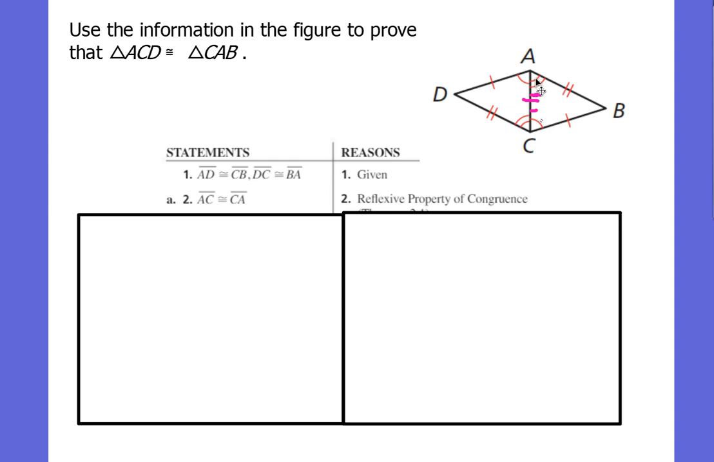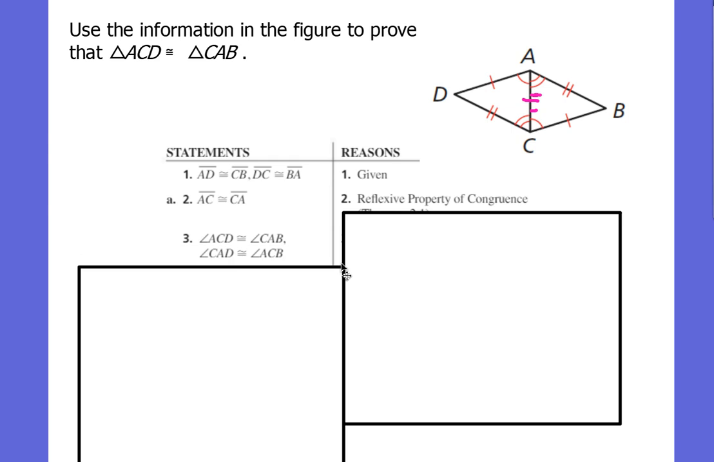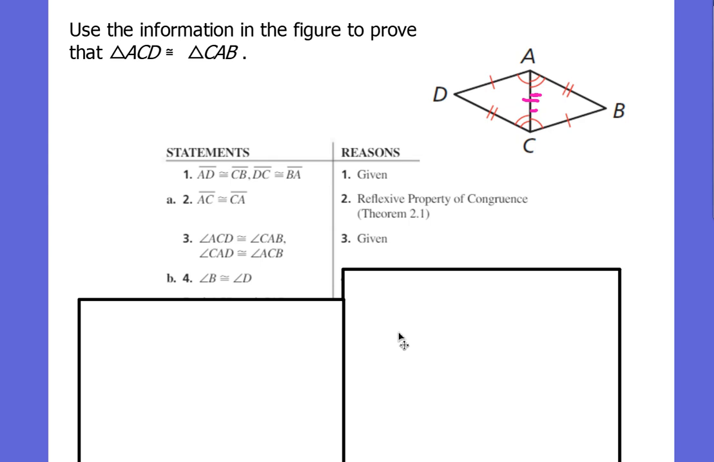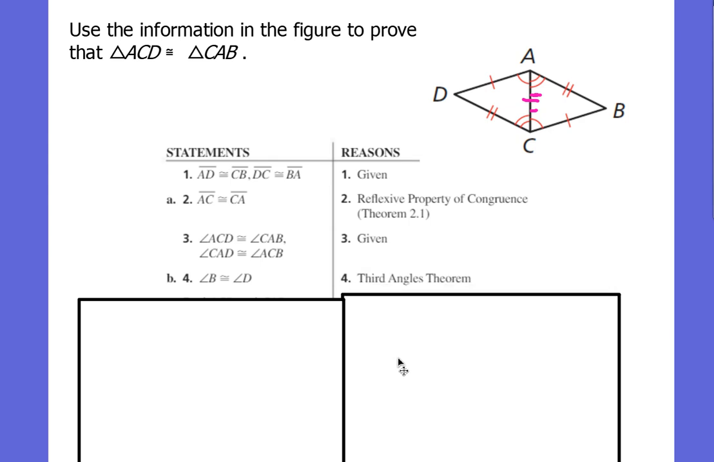Let's think about this. I now have shown that all but one angle are congruent in pairs. What did we talk about in our last video that allowed us to say if two pairs are congruent, then the third one is as well? Well, that allows us to say that angle D is congruent to angle B by the third angles theorem. Again, if two pairs of angles are congruent, then the third angle is congruent.